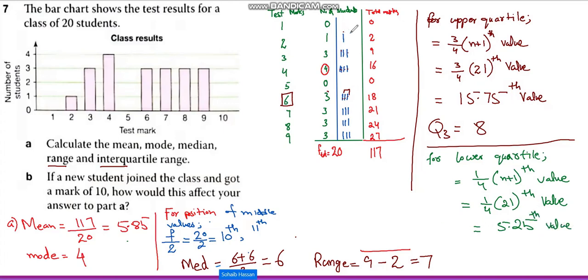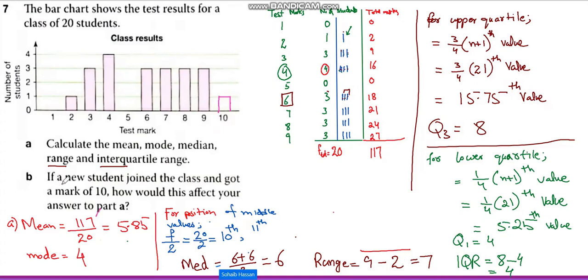So again, we need to count. So we need to count from here. So 1, 2, 3, 4, and 5 and 6. So at 5th and 6th position, 4 exists. So it means the value of Q1 is 4. Now to find the IQR, we need to just subtract Q1 from Q3, that is 4. So this is how we find the IQR.